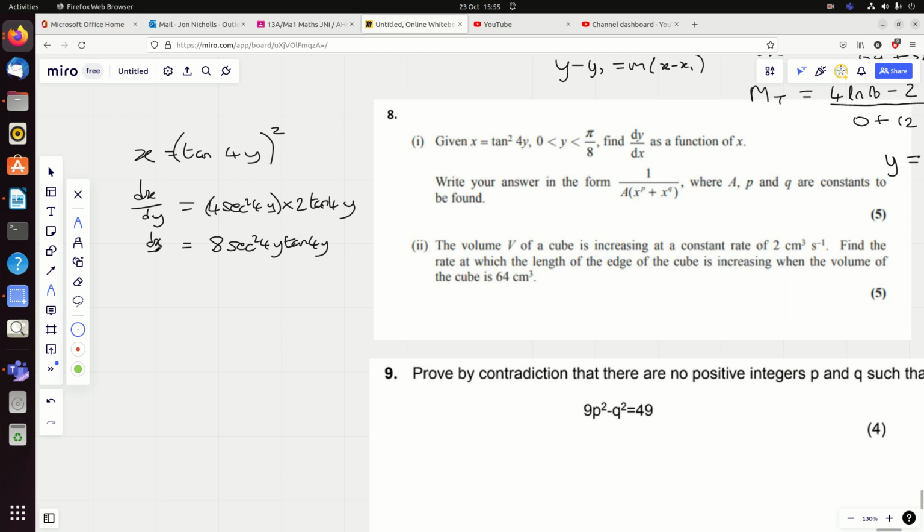And that's dx by dy. Now, we will need dy by dx as a function of x. So I need to flip it. We're going to have 1 over all of this.